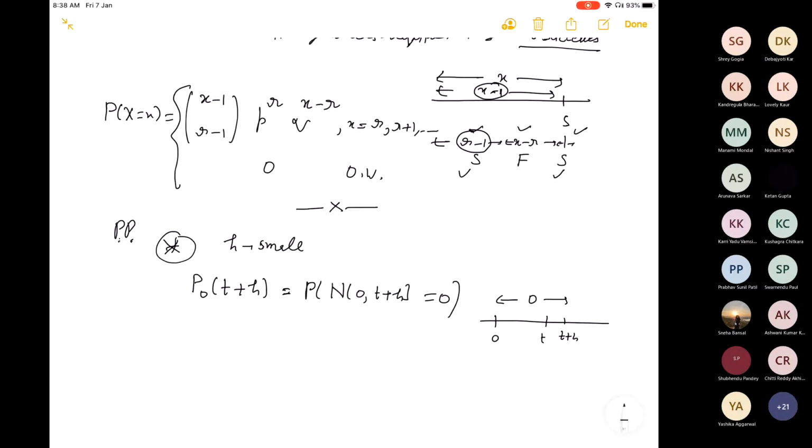P0 to t plus h is equal to 0. That means here 0 events occur. And if these 0 events occur here, that means 0 events occur here and 0 events occur here. That means this is the probability that in the interval 0 to t, 0 events occur, and in t to t plus h, 0 events occur.